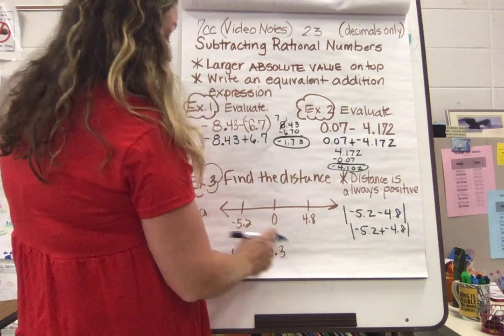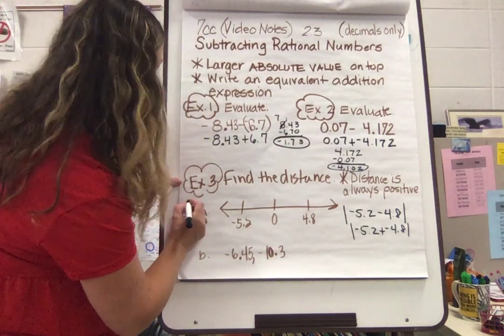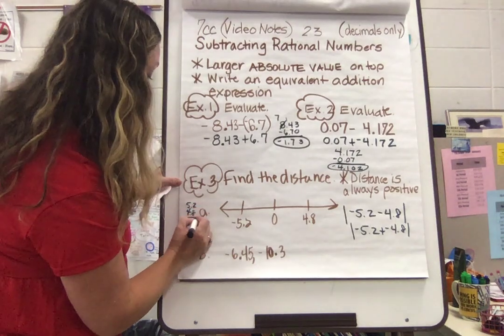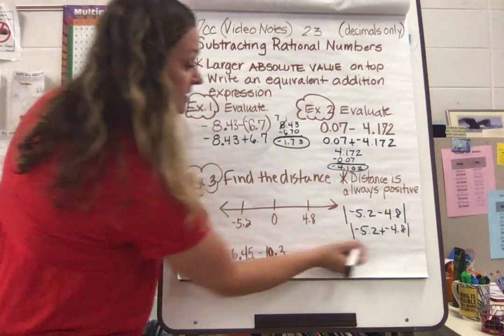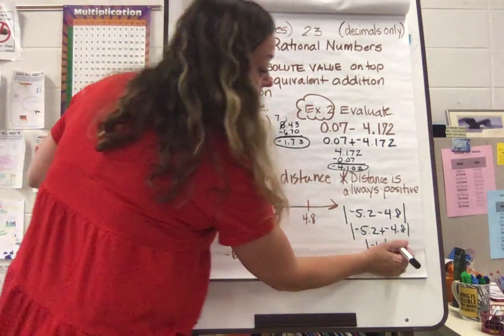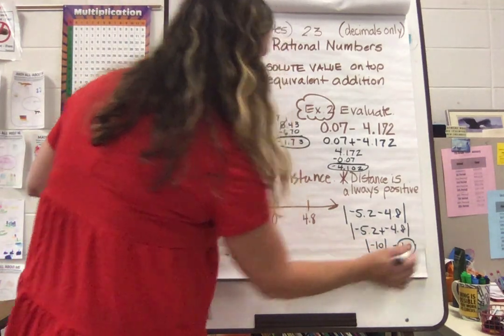If I don't know what that is, I doodle it off to the side. 5.2, they're both negative, so I'm adding them. 10, I get the absolute value of negative 10. My distance is 10 away.